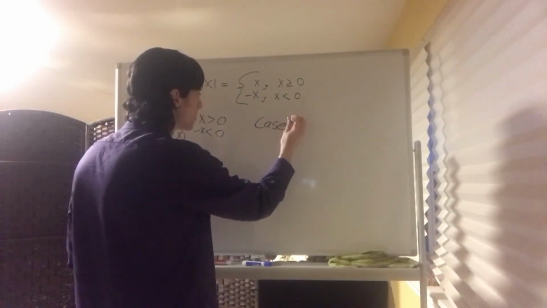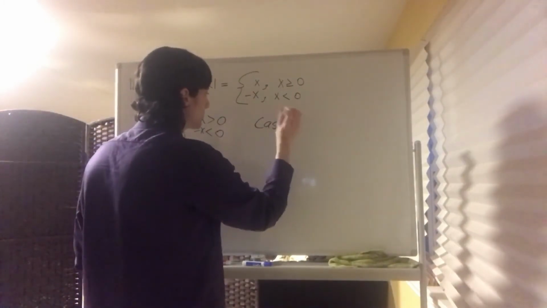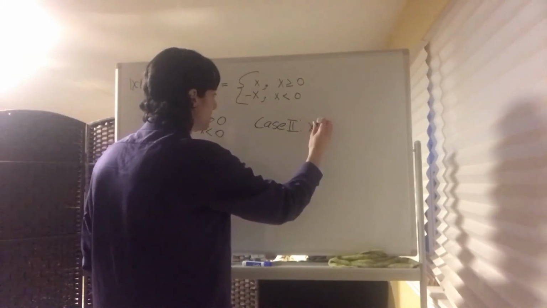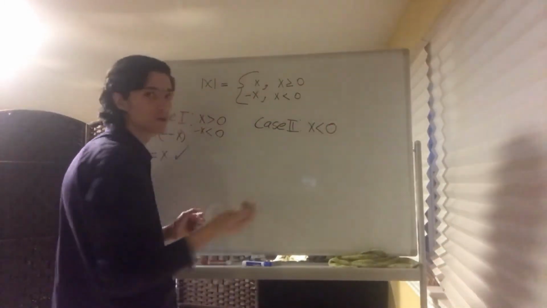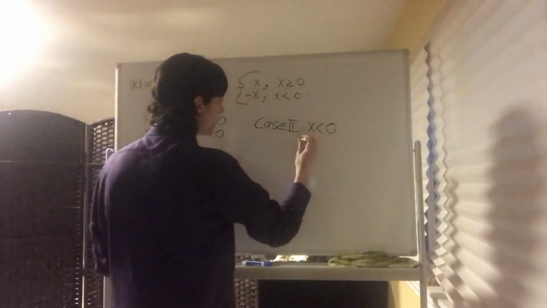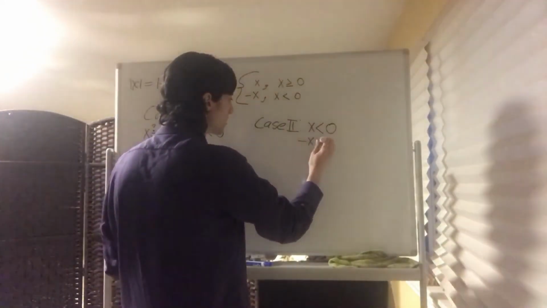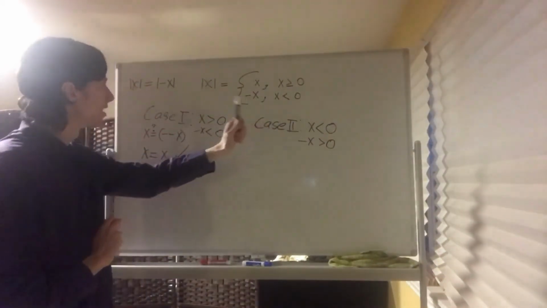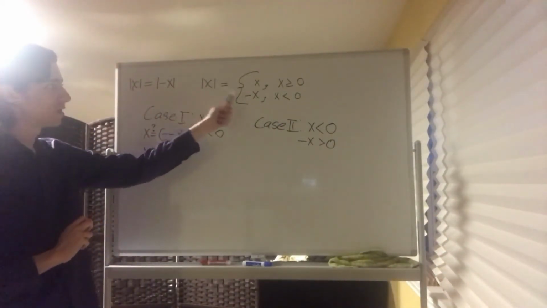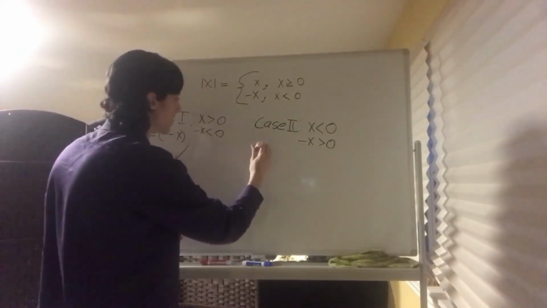Case 2 is the case where x is negative. So x is less than 0. And therefore, just to be sure, negative x is greater than 0. So if x is less than 0, then the absolute value of x is equal to negative x. So we have our negative x.